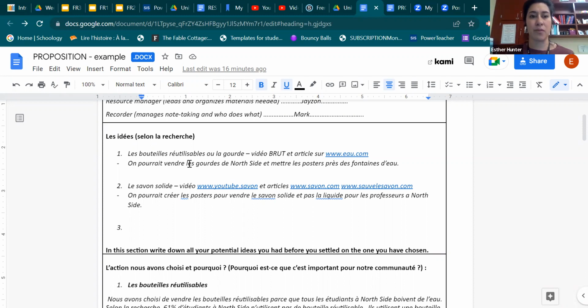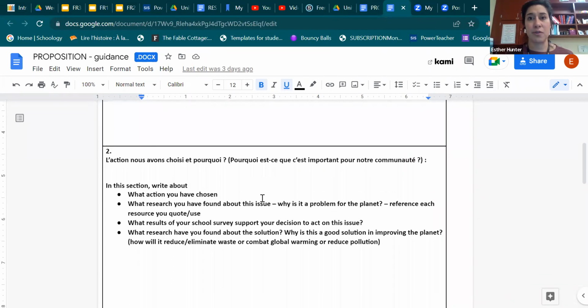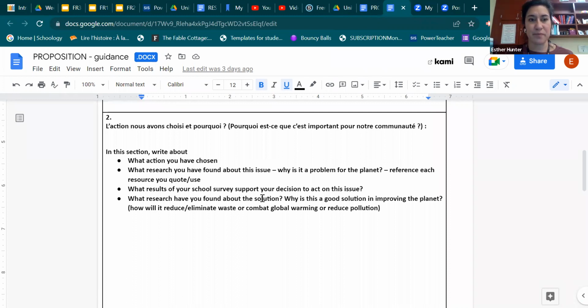So, on pourrait vendre les goods. So we could sell water bottles on our side. We could put up posters. Okay, so real simple, just a few sentences on that, but obviously it's all in French, so it's not that simple. On pourrait créer les posters, blah, blah, blah. Okay, so they're thinking of what they could do, but they haven't settled on the idea yet. So I think all of you can at least start on that at this point.